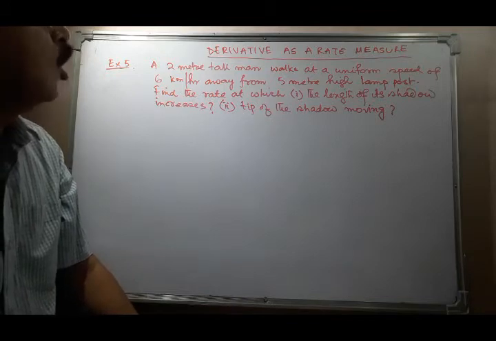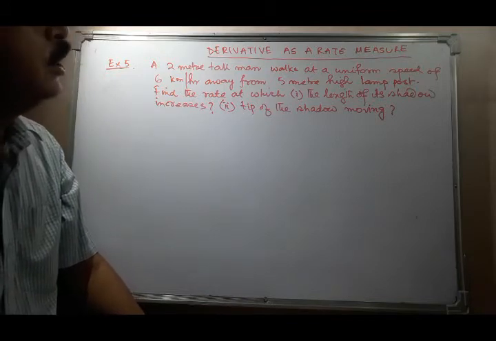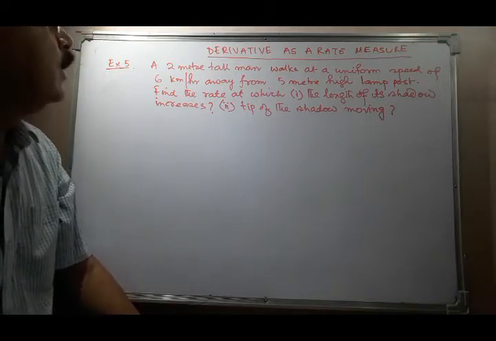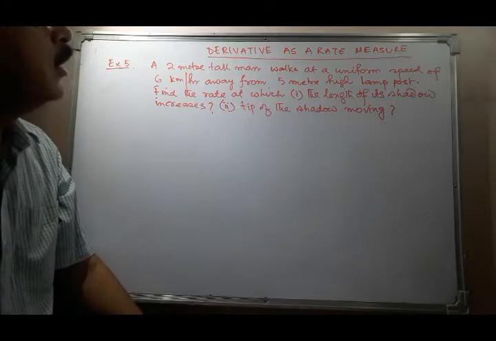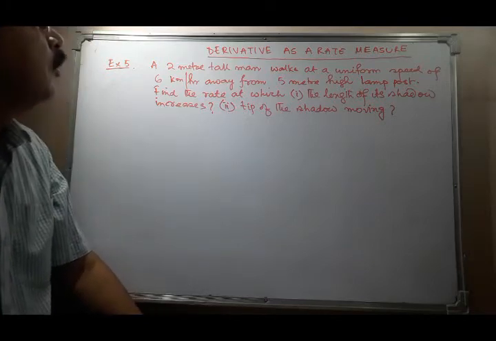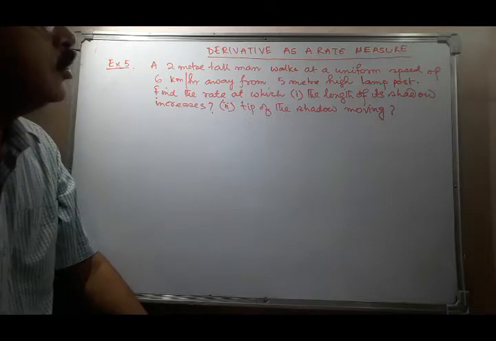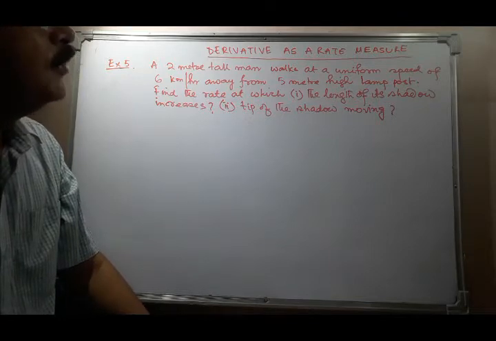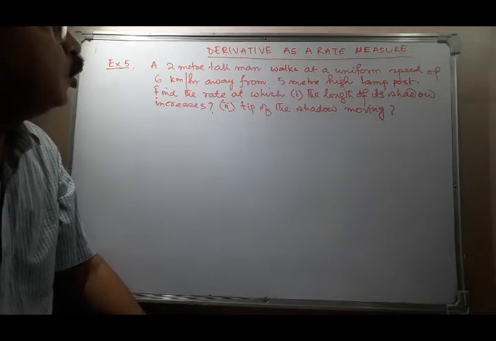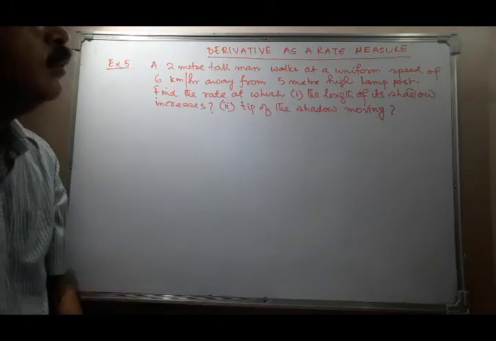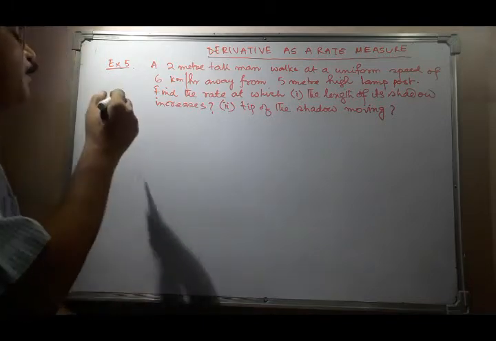Example number 5. A 2-meter tall man walks at a uniform speed of 6 km per hour away from a 5-meter high lamppost. Find the rate at which, part 1, the length of his shadow increases, and part 2, the tip of the shadow is moving. Solution.